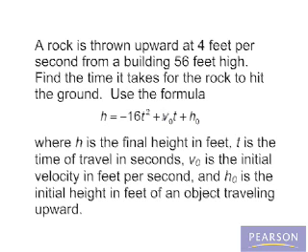So we'll begin by substituting some values into this formula that we're told here in the opening paragraph. We know that the rock will be traveling at a velocity of 4 feet per second, so v sub 0 will be 4, and we are already initially 56 feet off the ground due to standing on top of this 56-foot building. So our initial height, h sub 0, will be 56.